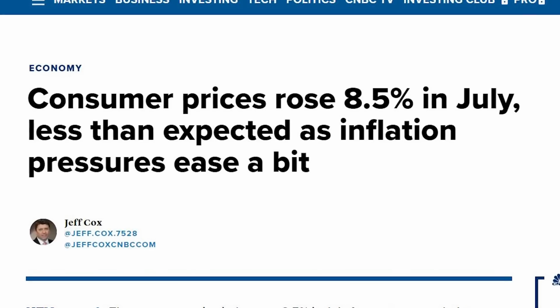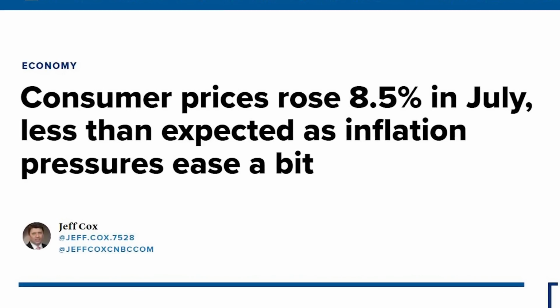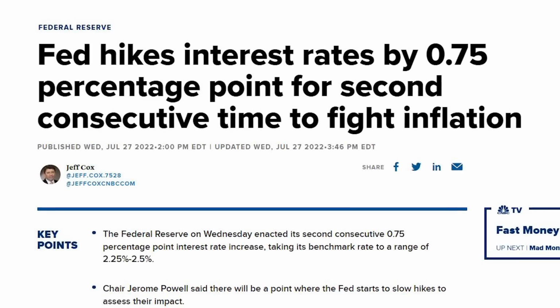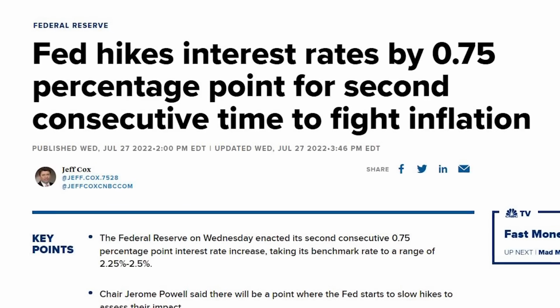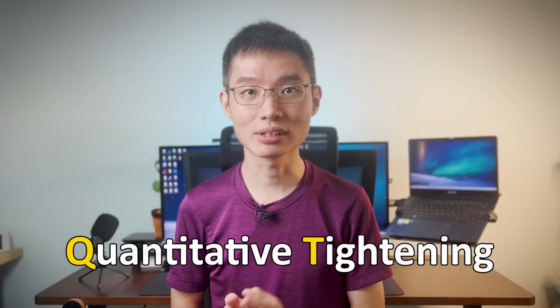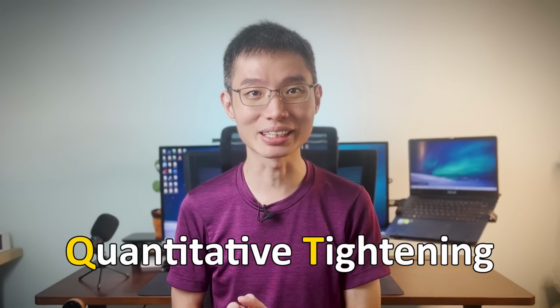Kelvin here. So, as you all know by now, US inflation has been going to the moon. And in order to fight inflation, the Fed has been raising interest rates over the past few months. Then Fed be like, but wait, that's not all. Because they are also doing something else. And that is quantitative tightening or QT.